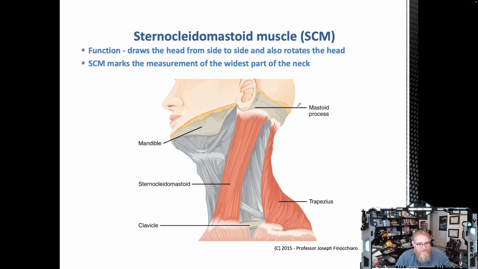You have the sternocleidomastoid muscle, the SCM. Its function is to draw the head from side to side and also rotates the head. The SCM marks the widest measurement of the widest part of the neck. Again, the SCM marks the measurement of the widest part of the neck.